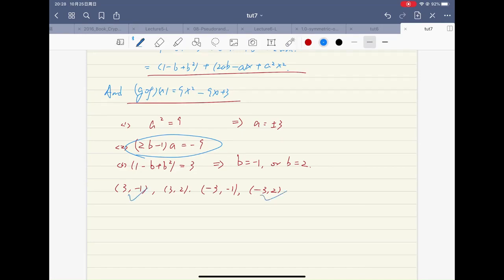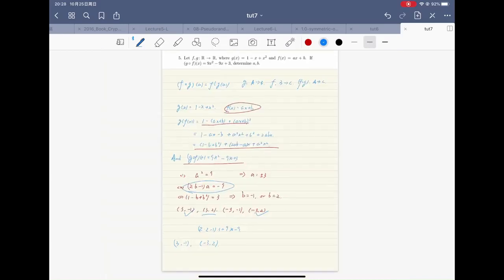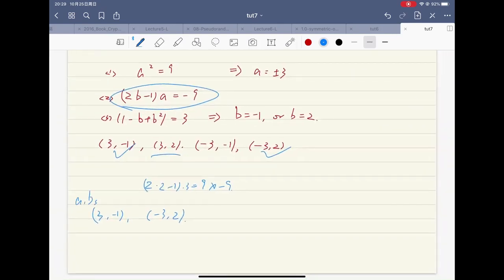And we also know that this one is valid. So why is this one not valid? If we have (2 times 2 minus 1) times 3, it will be 9. It's not negative 9. So the only valid pairs should be positive 3, negative 1, and negative 3, 2. So here's a, b.